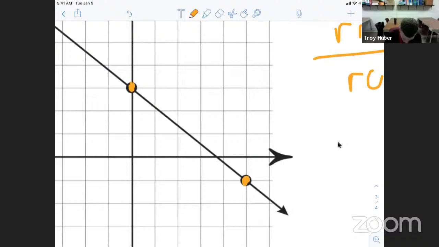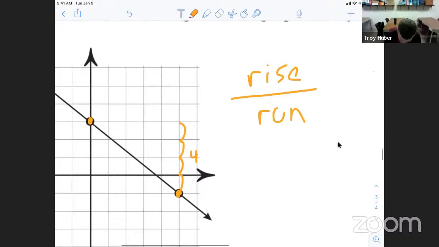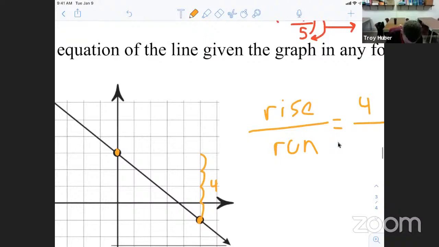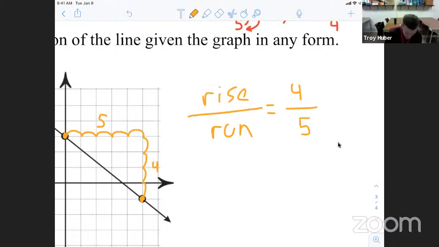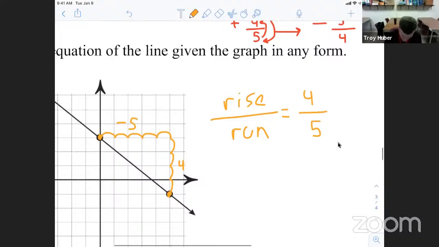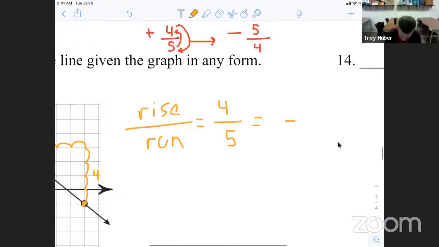So I'm going to go up 1, 2, 3, 4. So your rise is 4 over your run is 1, 2, 3, 4, 5. But since it's to the left, this would be a -5. It's going toward these negative numbers. All right, so our slope would be a -4/5 slope.